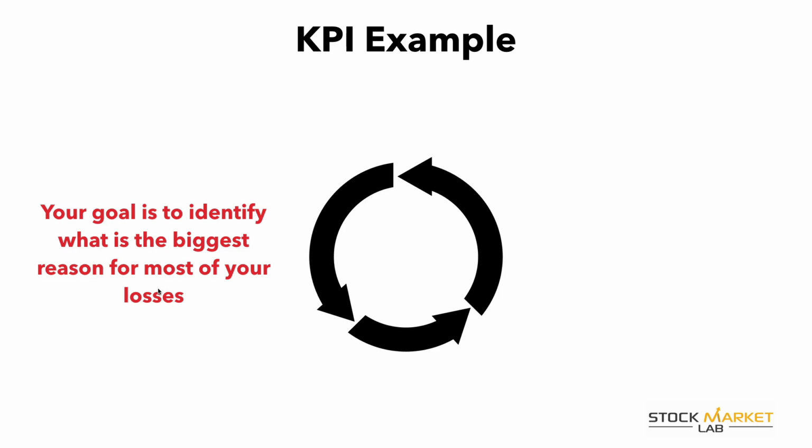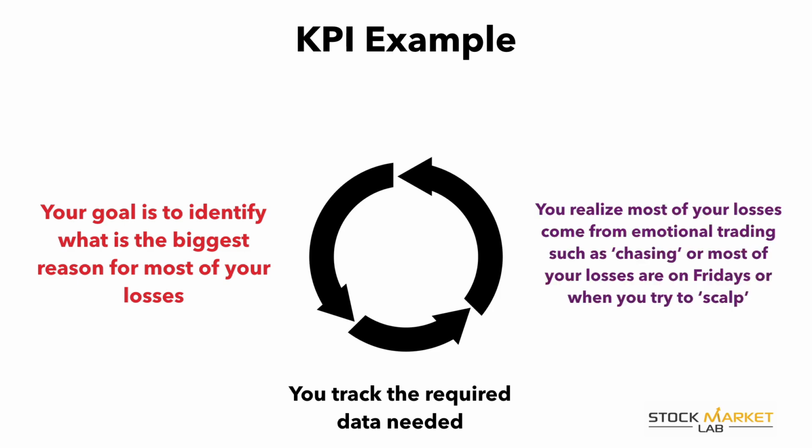In the KPI, you basically track the required data needed. For every objective, there's a different amount of data that you're going to have to focus on, that you're going to have to narrow down on to really understand what the root cause is. When you track the data, you look at what the biggest reason for your losses is. When you do that, you end up realizing that most of your losses come from either emotional trading, such as chasing, or most of your losses are on Fridays or when you try to scalp.